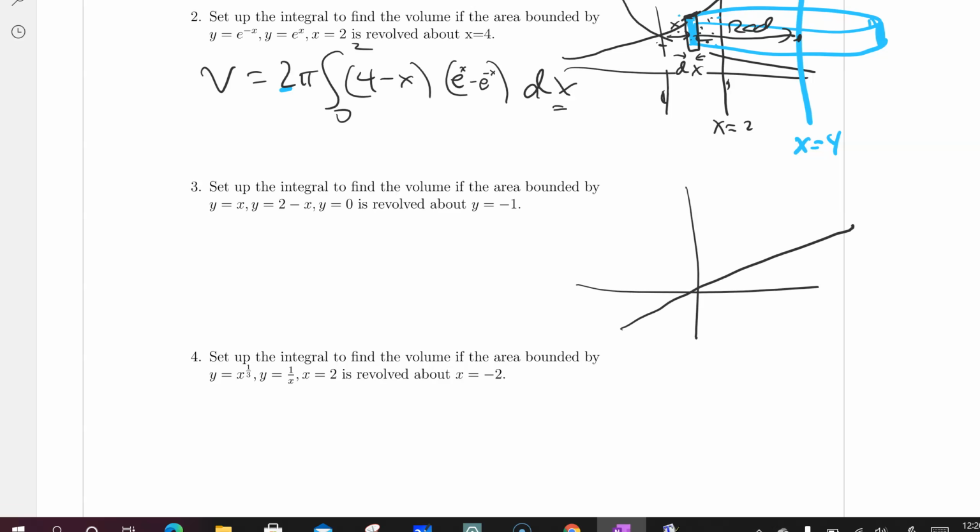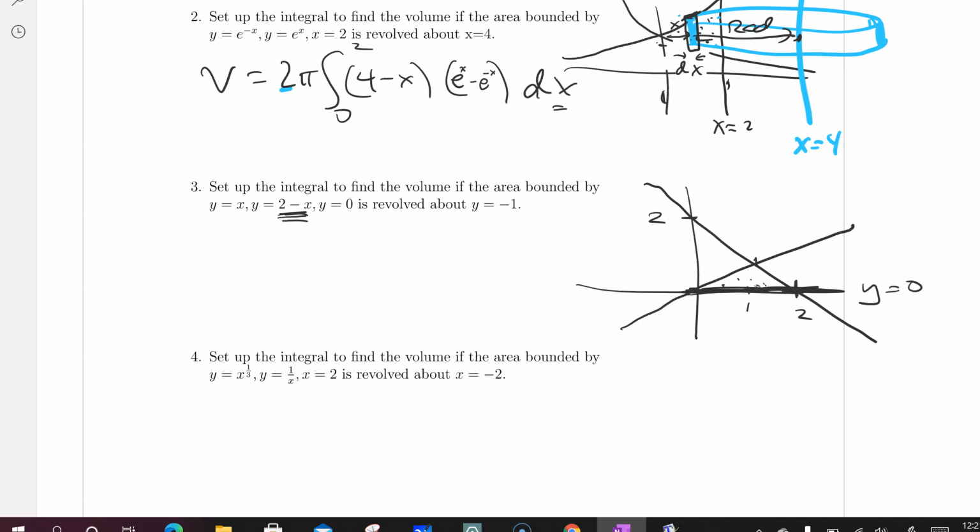Y equal x. Oh, what is this? 2 minus x. Okay, so that's a y-intercept of 2 coming down, right? And then y equals 0. Okay, here, right? Y equals 0. So let's get some context of some numbers here. This is going to be 2, right? And this here would be 2. And this is 1. And so where they would intersect would be 1. Okay, just want to make sure where we're at.